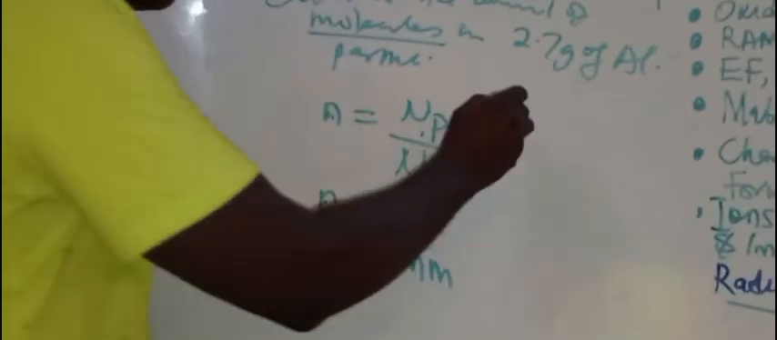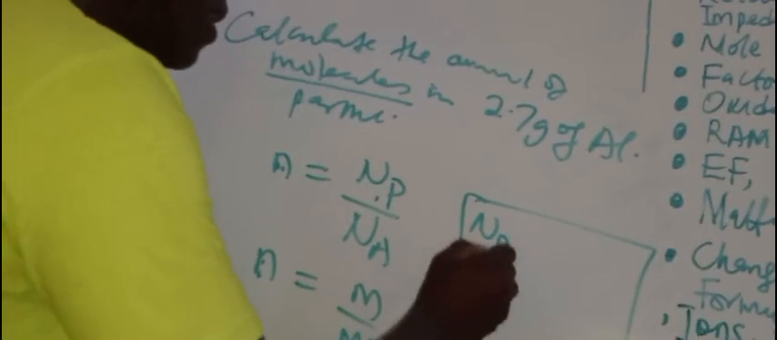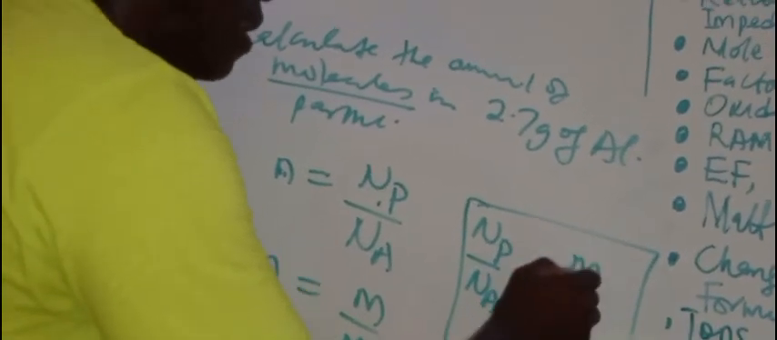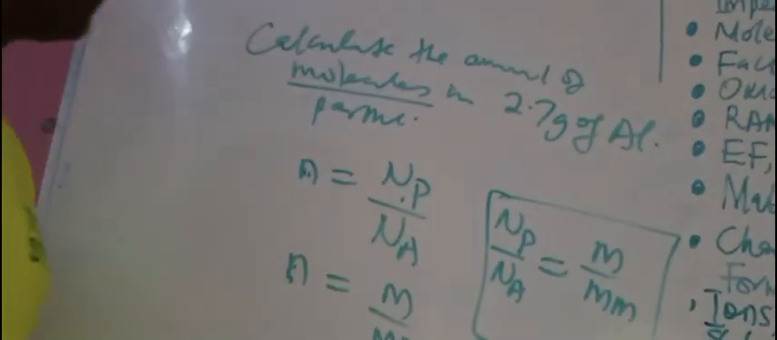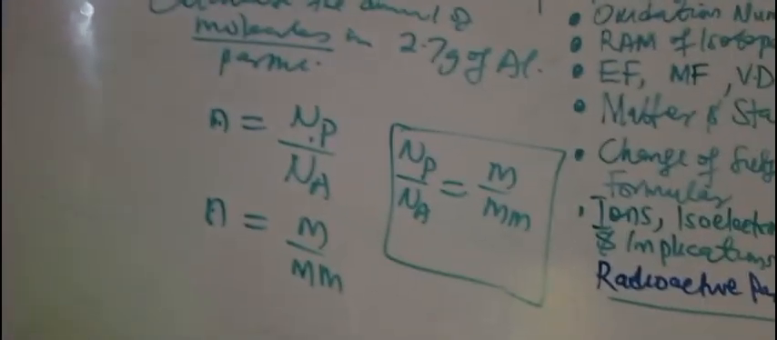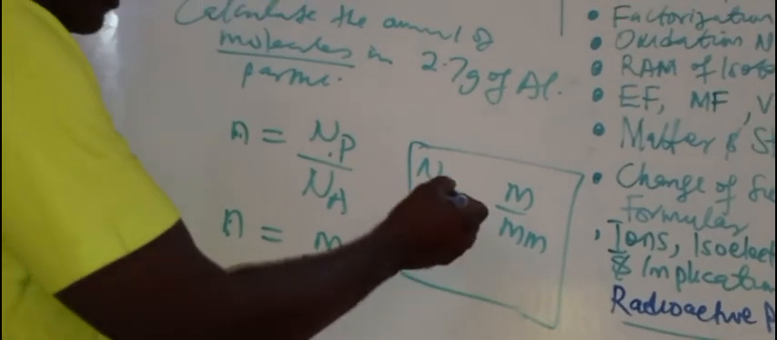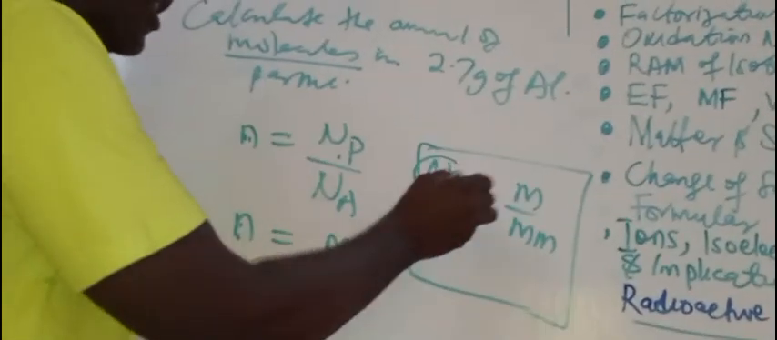Again, they gave you the mass of aluminium, 2.7 gram. It means that we also need mass over molar mass of aluminium. So the two of them are mole. If this is equal to this, that means this one is also equal to this. So you come up with this formula here: Np over Na equals m over M, the molar mass. Do you see that? So we are looking for this number of particles, in this case the number of molecules.